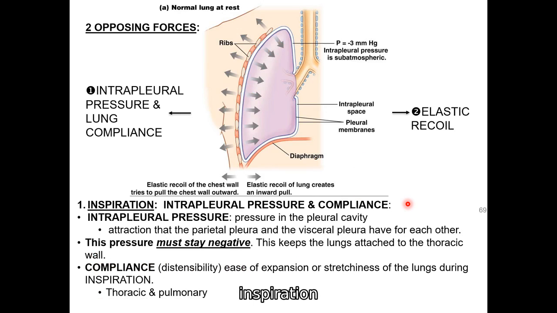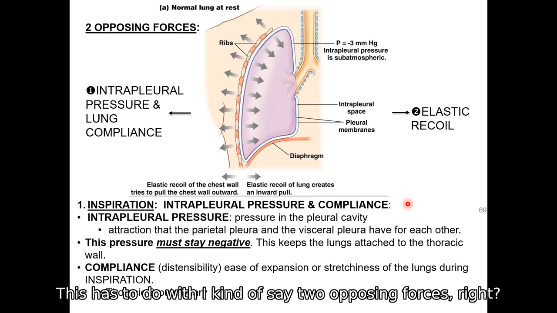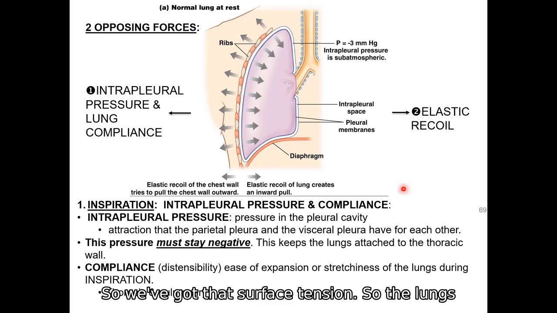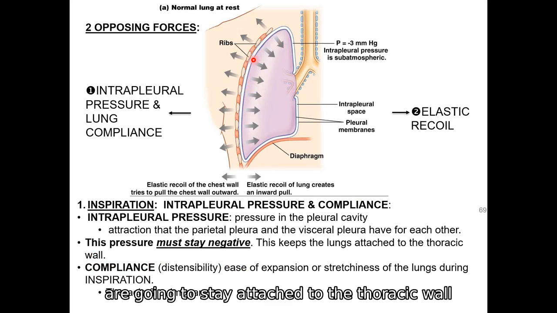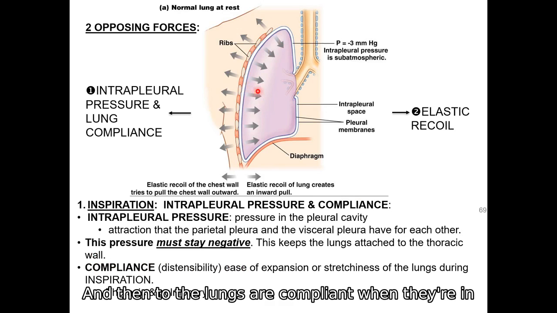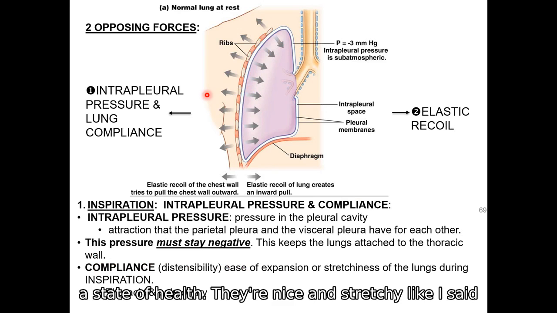All right, so for inspiration, this has to do with, I kind of say, two opposing forces, right? So we've got that surface tension, so the lungs are going to stay attached to the thoracic wall. And then two, the lungs are compliant when they're in a state of health, so they're nice and stretchy.